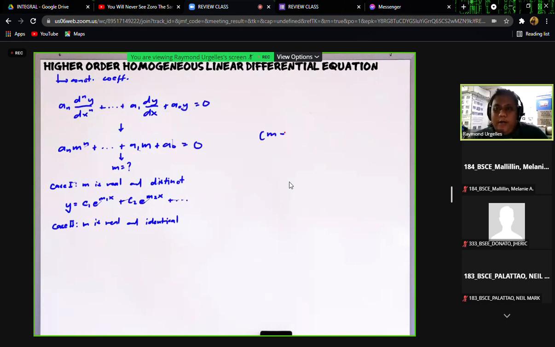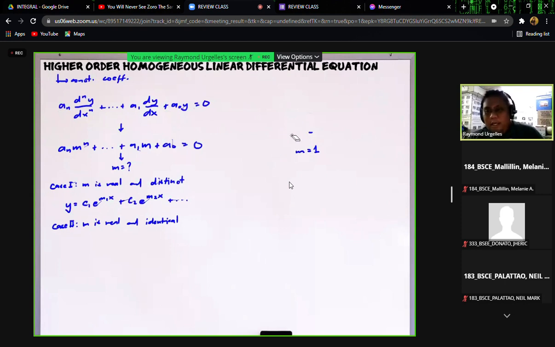For example, the equation we got for m is (m - 1)^2 = 0, right? So therefore, two 1s will come out: m = 1 and m = 1, because (m - 1)^2 is the same as (m - 1)(m - 1). So that's why we get two 1s. That's what we call real and identical, right?